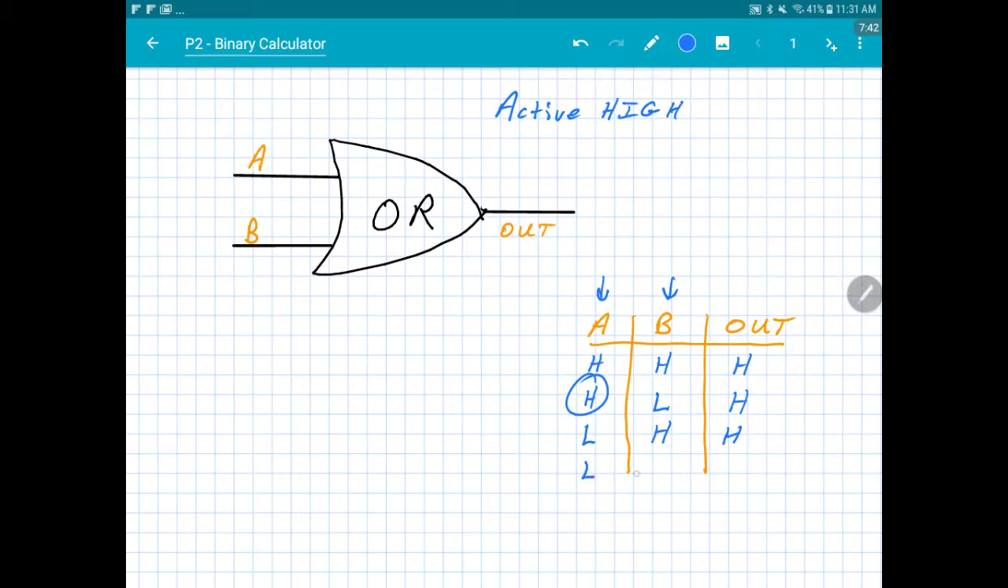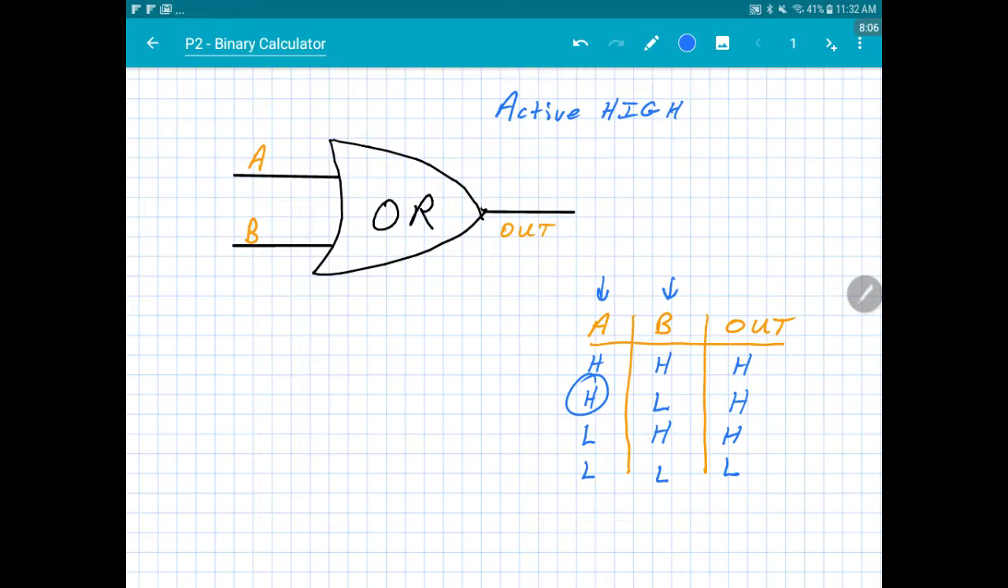And then we have our last condition where both are low. And in this case, it is not true that either A is high or B is high. In fact, neither A nor B is high, so the OR gate will not output a signal, or it will output a 0-volt signal. All right.